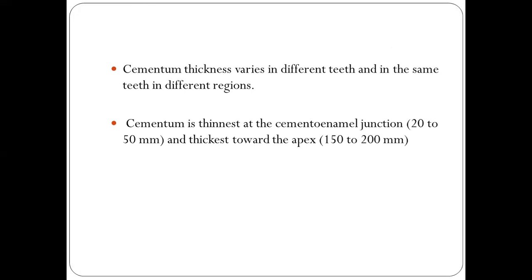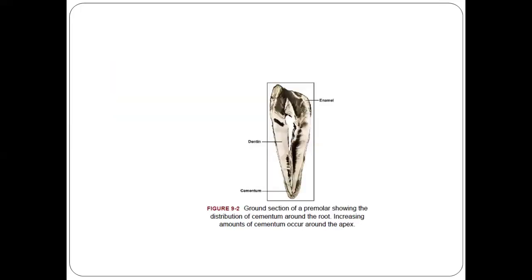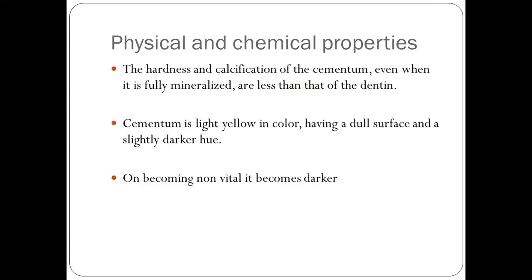Cementum thickness varies in different teeth and in different regions of the same tooth. Cementum is thinnest at the cemento-enamel junction, 20 to 50 micrometers, and thickest toward the apex, 150 to 200 micrometers. So this is the diagram of the tooth in which the outer layer of the root is covered by the cementum, which is thickest at the apex. Physical and chemical properties.